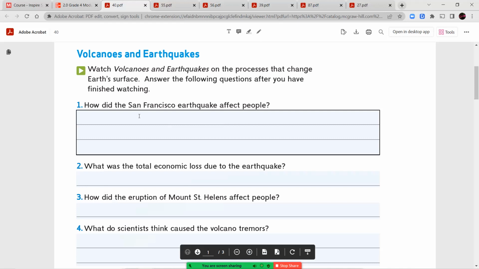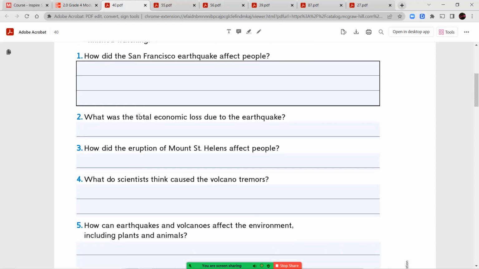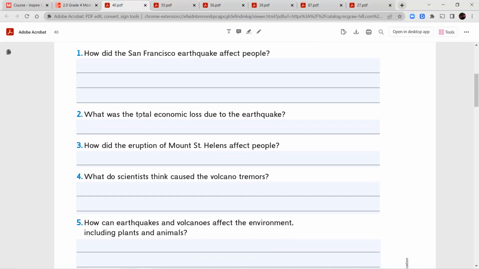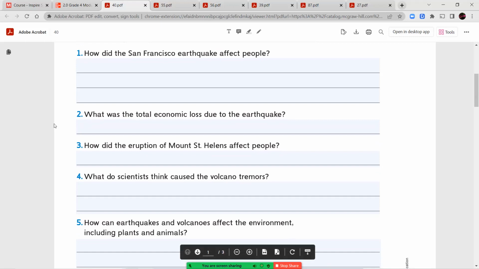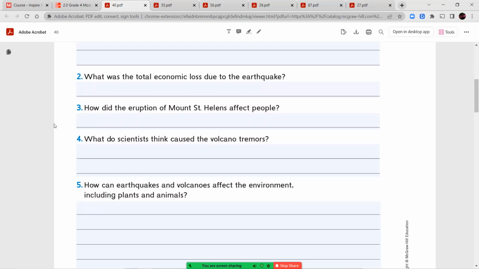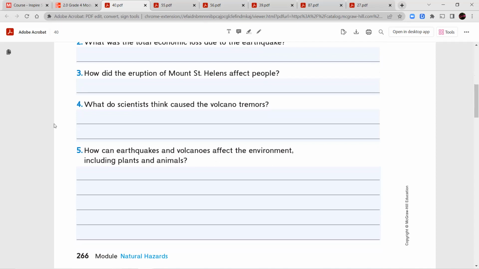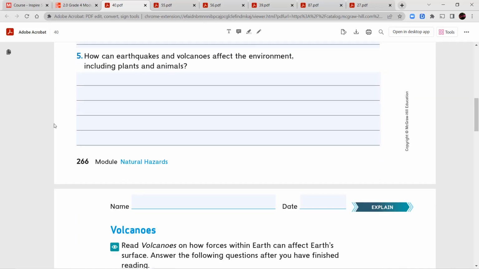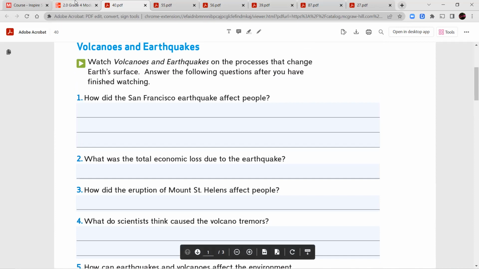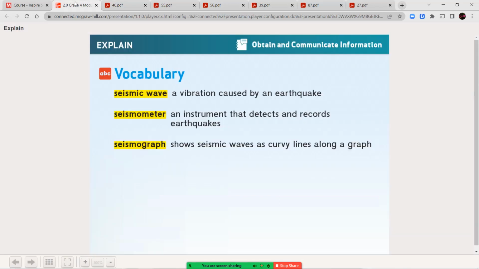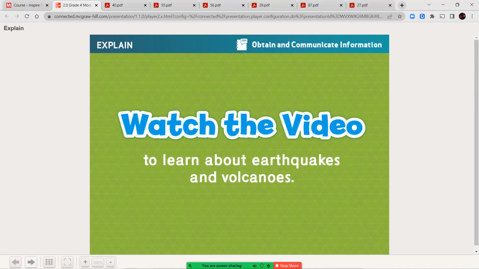Now we're going to watch another short video titled Volcanoes and Earthquakes on the process that changes Earth's surface, and we're going to answer these questions. How did the San Francisco earthquake affect people? What was the total economic loss due to the earthquake? How did the eruption of Mount St. Helens affect people? What do scientists think caused the volcano tremors? And how can earthquakes and volcanoes affect environment, including plants and animals? Let's go ahead and start our video, and we'll go through that information together.